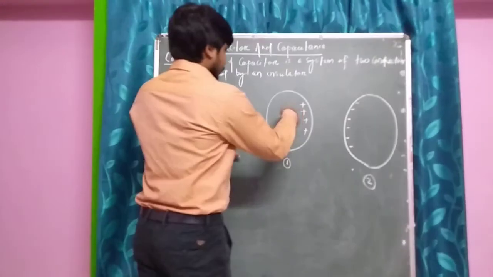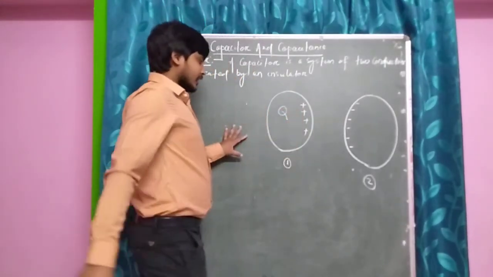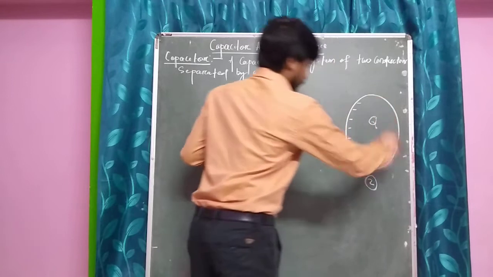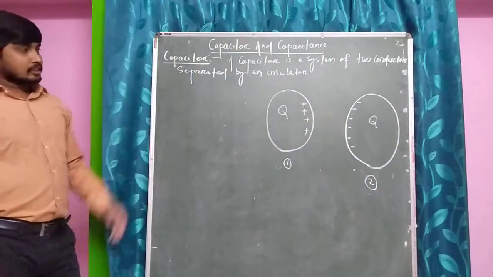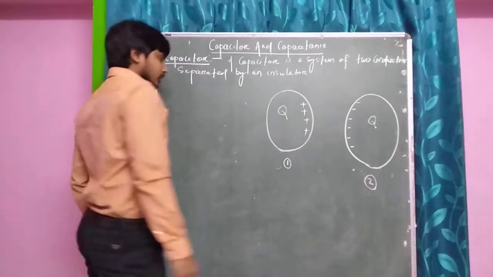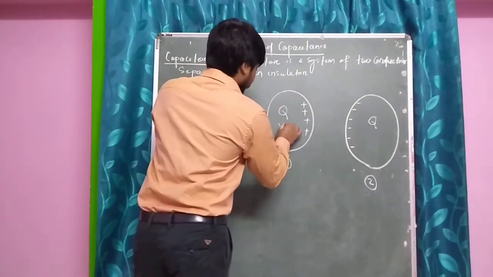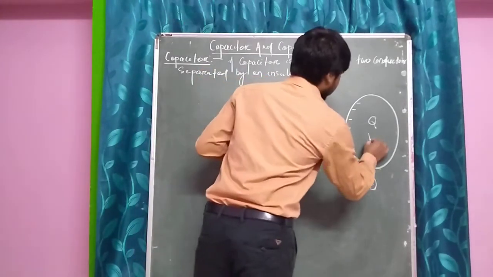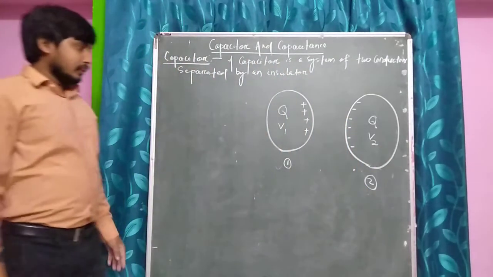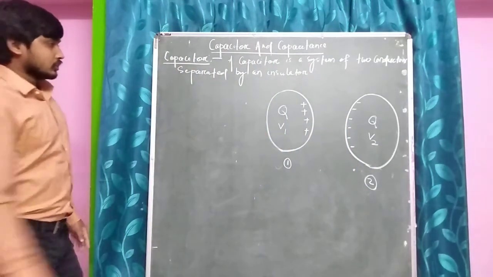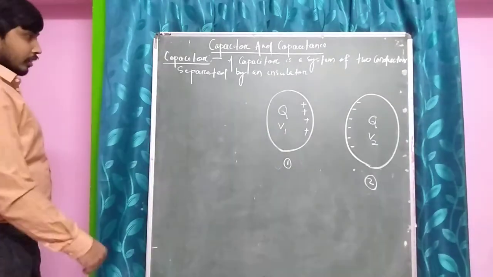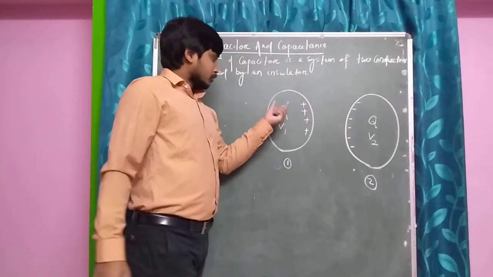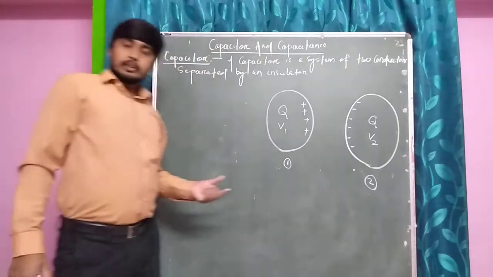Coming to the charge, let Q be the charge present on conductor 1, and here also the same charge Q will be the charge present on conductor 2. And coming to the potential, let V1 be the potential of conductor 1, and V2 be the potential of conductor 2. So this is our capacitor. Remember that both conductors will have equal numbers of positive and negative charges.